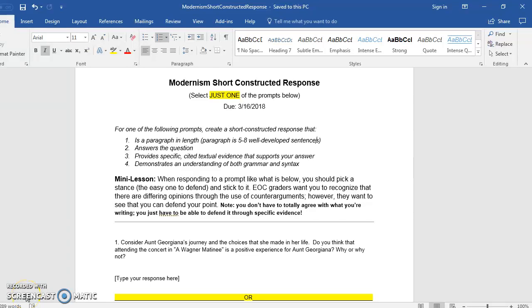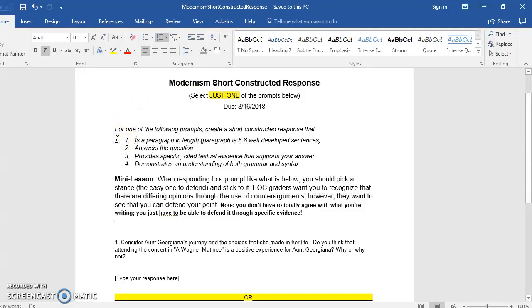All right, guys, let's look at the short constructed response assignment for instructional cycle 5. We're calling this the modernism short constructed response. First thing I want to note is that below you will see 3 prompts. You only have to write on one of them. For this assignment, it is a short constructed response. Therefore, you are just writing one paragraph, so you're just going to answer one of the prompts below.